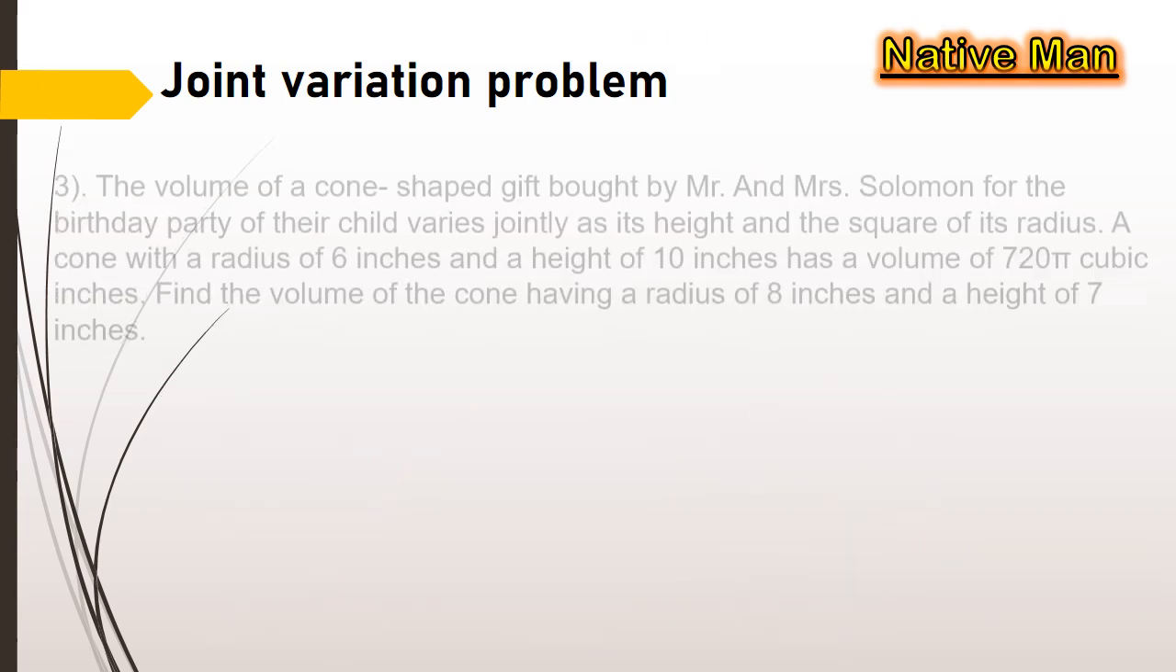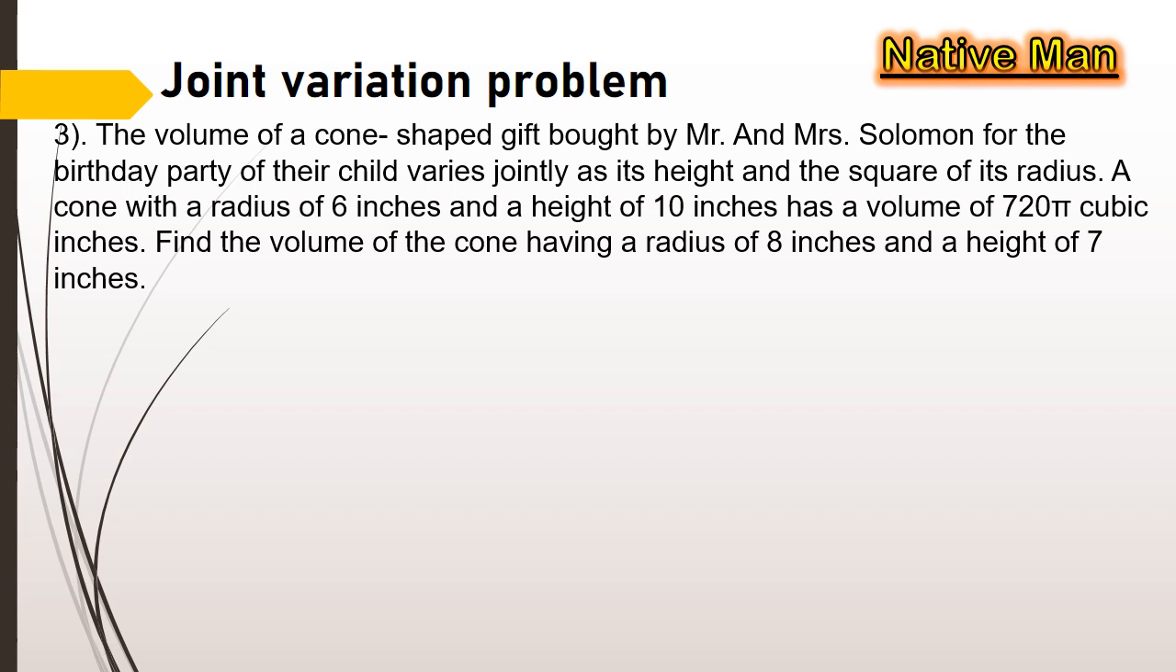Okay, third example. The volume of a cone shape gift bought by Mr. and Mrs. Solomon for the birthday party of their child varies jointly as its height and the square of its radius. A cone with a radius of 6 inches and a height of 10 inches has a volume of 720 pi cubic inches. Find the volume of the cone having a radius of 8 inches and a height of 7 inches. Okay, so this is a problem about joint variation. So, paano ba natin yan ita-translate?